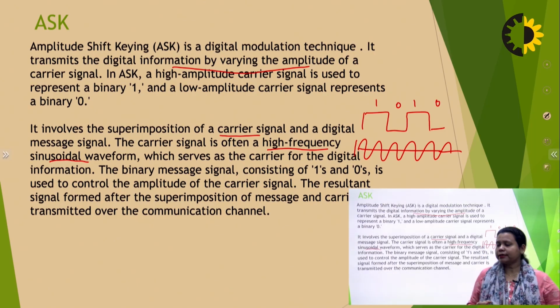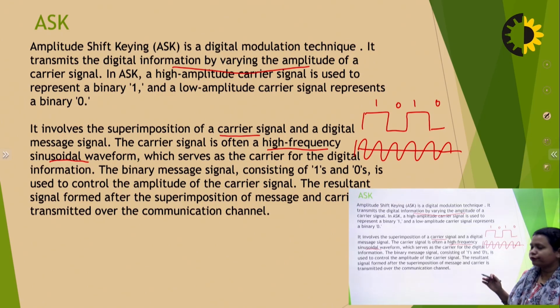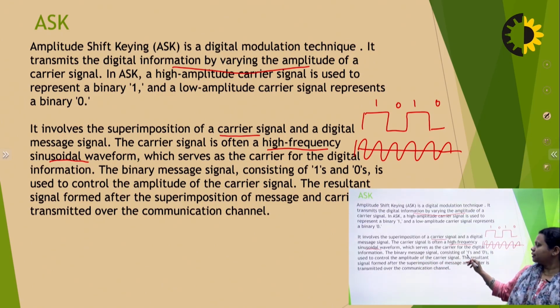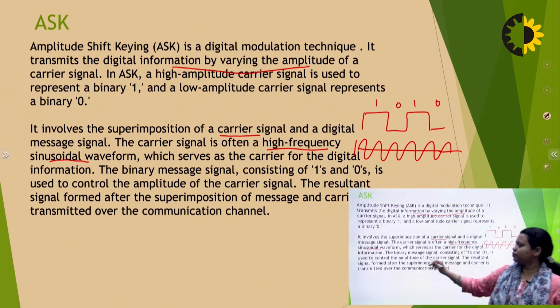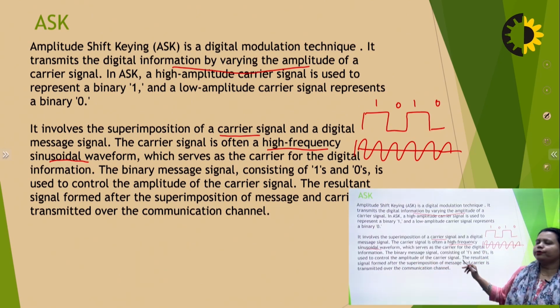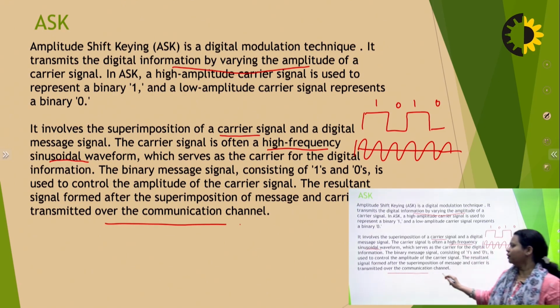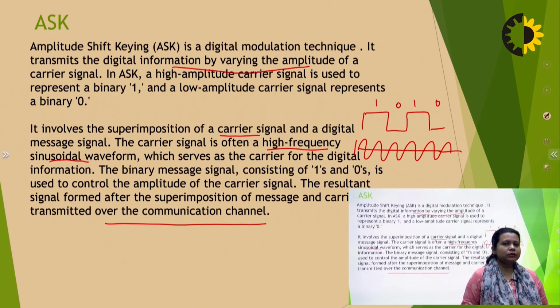So this acts as a carrier for digital information for transmitting our signal. The binary message signal consisting of ones and zeros is used to control the amplitude of the carrier signal, right? So the resultant signal formed after the superposition of message and carrier is transmitted over a communication channel. So what is this communication channel?